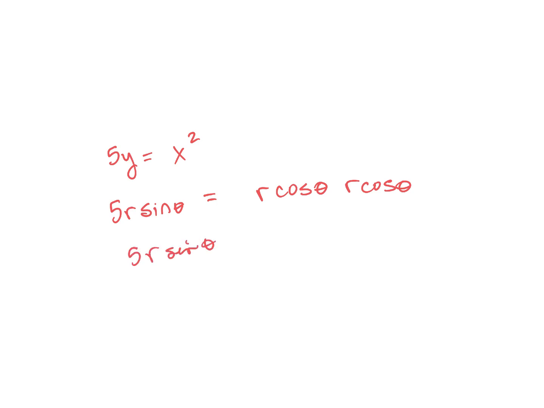So I see the 5 downstairs. I don't like that. I cross multiply, and I get 5y = x². It just makes it easier for me to see that situation. So now I know that y is r sine of theta. I'm just converting. And x² is r cosine of theta and r cosine of theta, because there's two x's. So this is going to be 5r sine of theta, and it's cosine squared of theta.